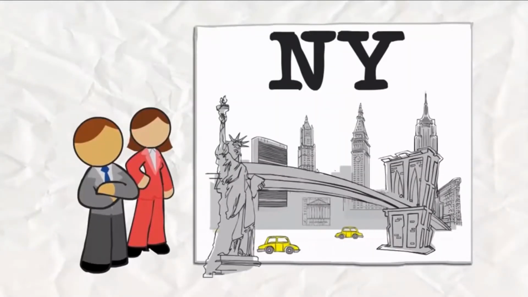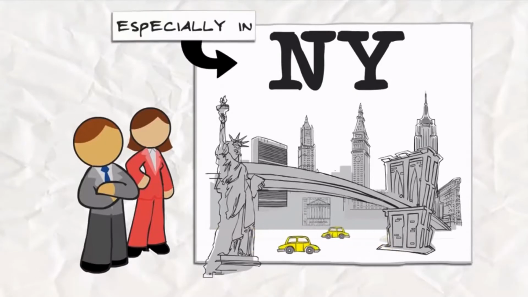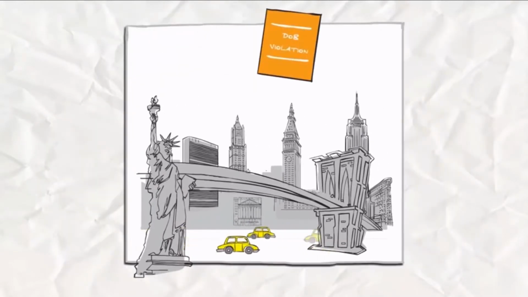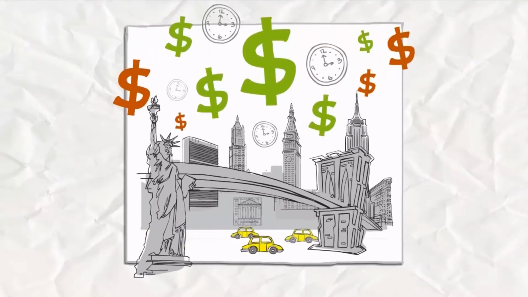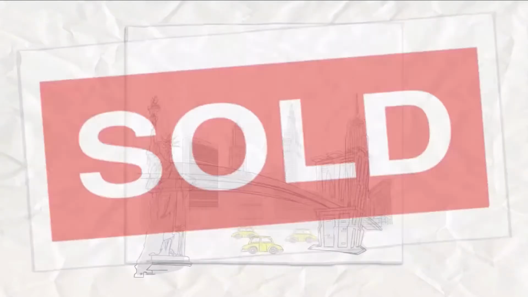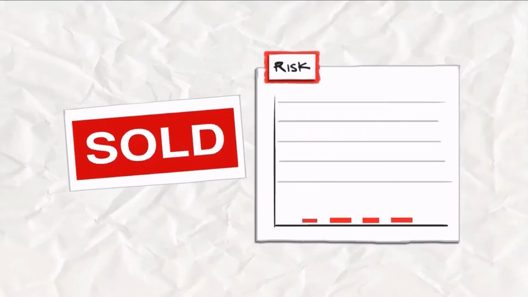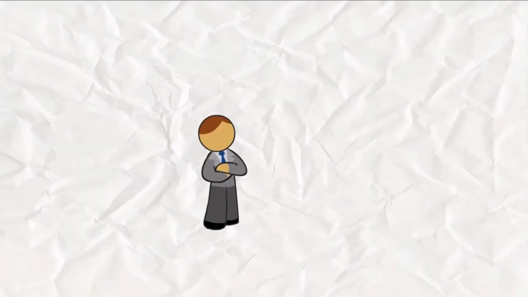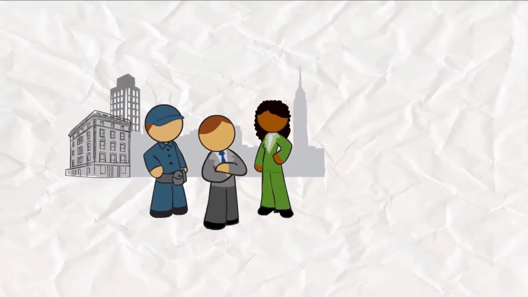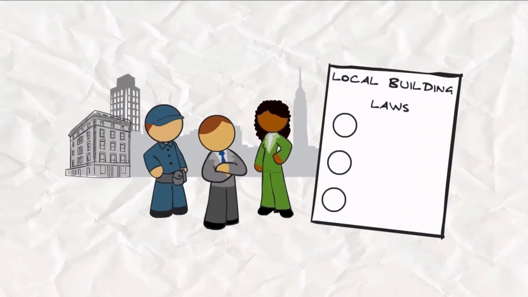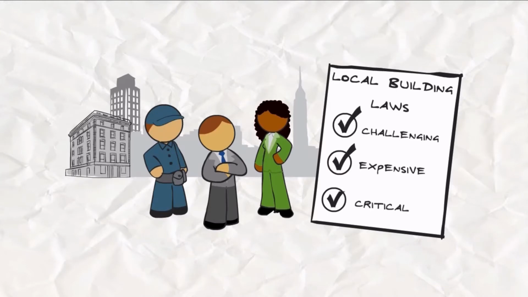Okay, so real estate is tough business, especially in New York City. Violations, fines, inspections, complaints, they cost money, result in lost revenue and time, encumber the refinancing or sale of a building, and increase risk. Whether you're an owner, property manager, or service contractor, large or small, ensuring that your property or portfolio of properties is compliant with local building laws is challenging, expensive, and critical to your business.